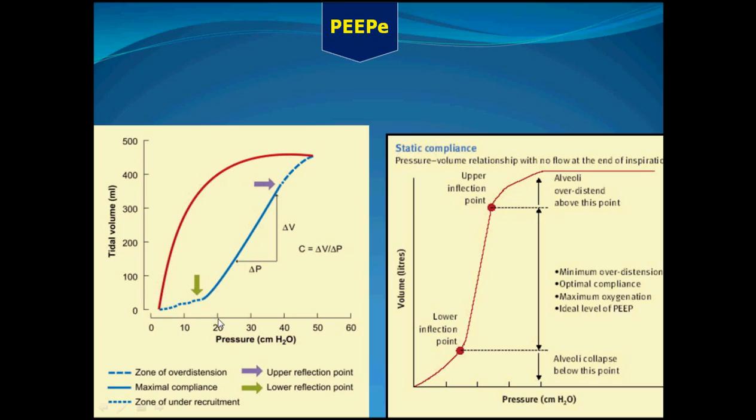This is a segment where minimal change in pressure is associated with a larger change in the total volume. This is the area where we measure the compliance of the lung.